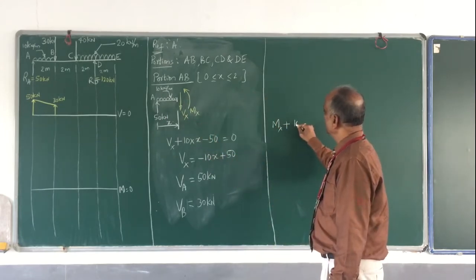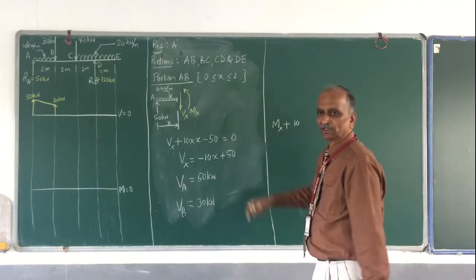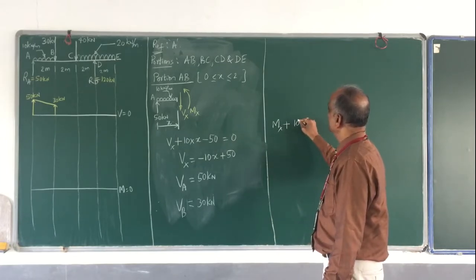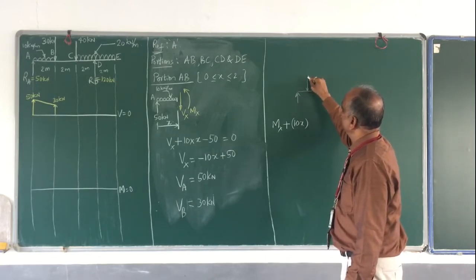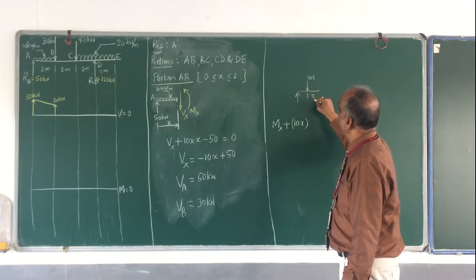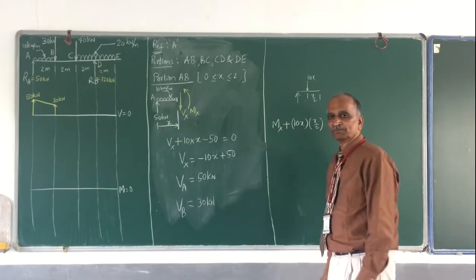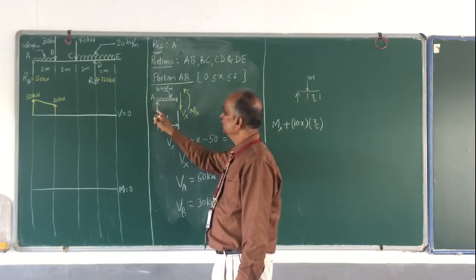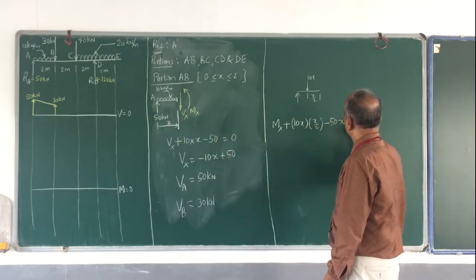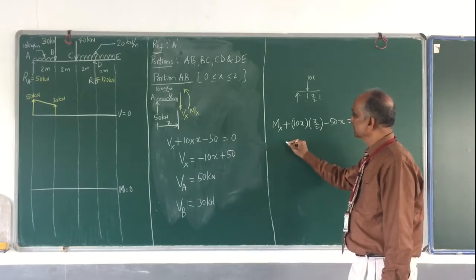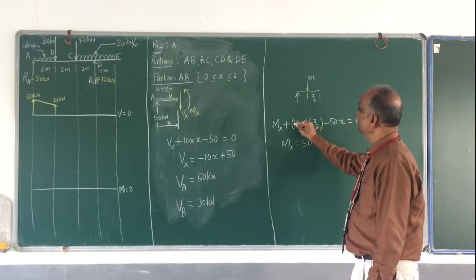So then how much is the length? 10. I hope I don't have to draw a separate point load. So 10 into x, this is the load. If you have any doubt, you can immediately do that. This is 10x, this distance is x by 2. So 10x into x by 2, this is the moment. The moment due to this 50 is opposite, therefore it is minus 50 multiplied by x equal to 0. So therefore, Mx is equal to 50x minus 5 times x square.